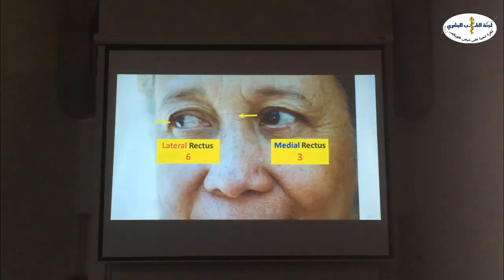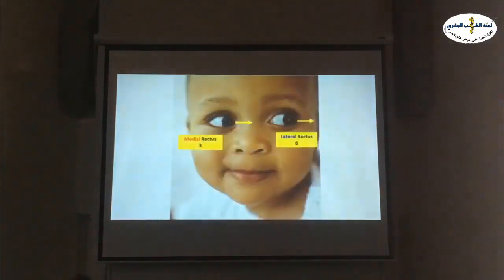This person is looking to the right, so he is, in the right eye, using the lateral rectus by the 6th nerve. And the left eye is looking medially, and he is using oculomotor nerve. 2 different muscles, 2 different nerves. This young kid is looking to the left, so the right eye is going to move toward the nose, therefore he's going to use what? Medial rectus, oculomotor, and the left eye will look lateral, and he's going to use the lateral rectus, 6th nerve.